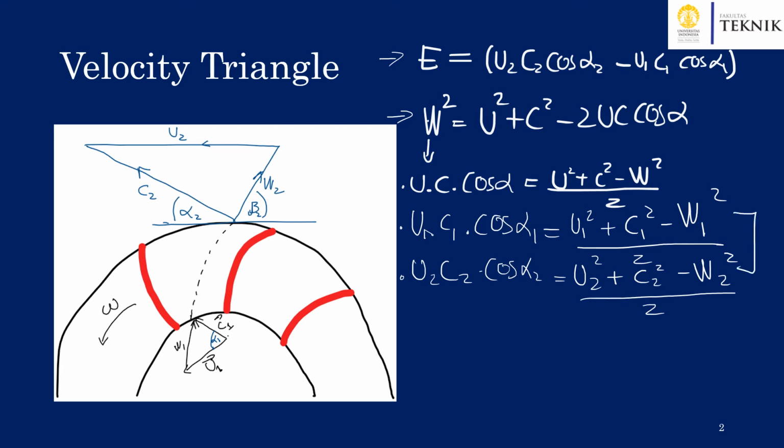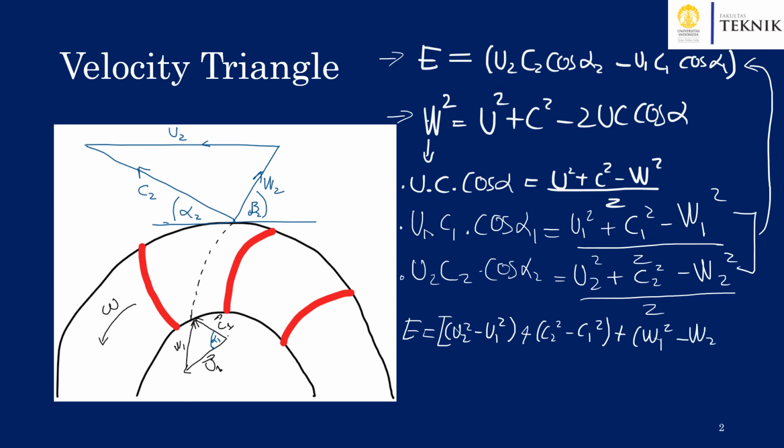Then by substituting these two equations into this, we will have the new form of the Euler head, that is E is equal to u2 to the power of 2 minus u1 to the power of 2, plus c2 to the power of 2 minus c1 to the power of 2, plus w1 to the power of 2 minus w2 to the power of 2, divided by 2g.